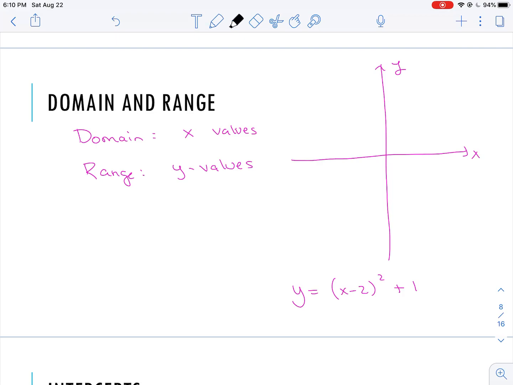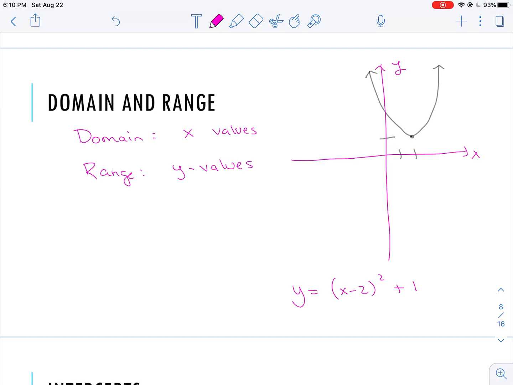You might remember some things about transformations. This is a parabola that has moved up 1 and 2 to the right. And it's a happy parabola because it's positive. So I'm just going to sketch a happy parabola that's moved up 1 and to the right.